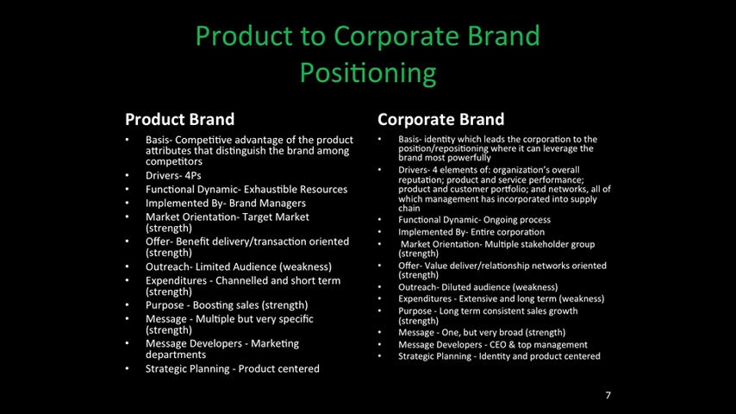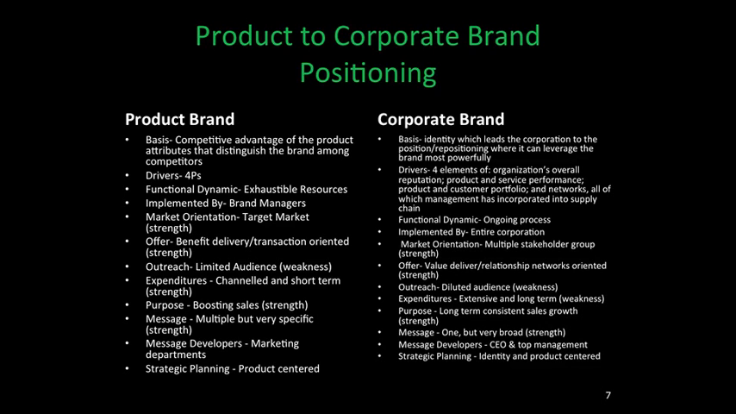In the product dimension, it tends to be implemented by brand managers, and in the more corporate sphere, it is very much an entire corporation activity. The orientation is different. The target market is very much the strength within the product perspective, whereas from a corporate perspective, this tends to be a multiple stakeholder group, and that becomes the strength. The offer from a product is the benefit delivery, transactional orientated, whereas in the corporate, the value delivery, relationship networks orientated is the strength.